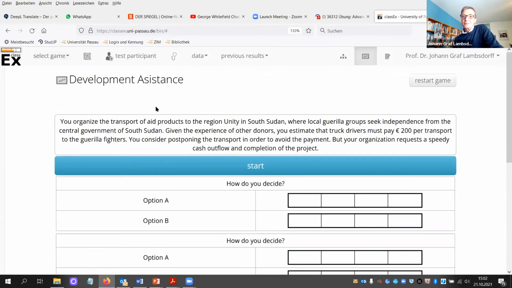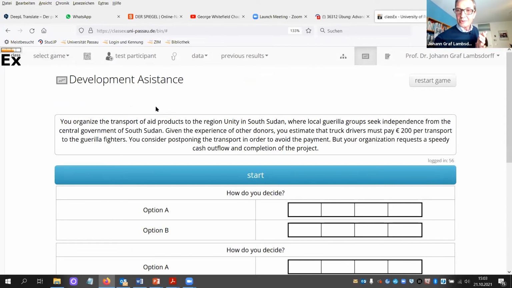The dilemma refers to development assistance. Now, only few of you will know about development assistance, but put yourself into the shoes of someone who is in this development sector. And now you organize the transport of aid products to the region Unity, which is in South Sudan in Africa, where local guerrilla groups seek independence from the central government of South Sudan. Given the experience of other donors, you estimate that truck drivers must pay 200 euros per transport to the guerrilla fighters. You consider postponing the transport in order to avoid the payment, but your organization requests a speedy cash outflow and the completion of the project. I want you to decide whether you continue with the business or whether you prefer postponing the transport.